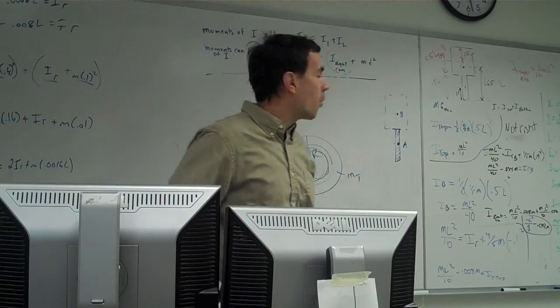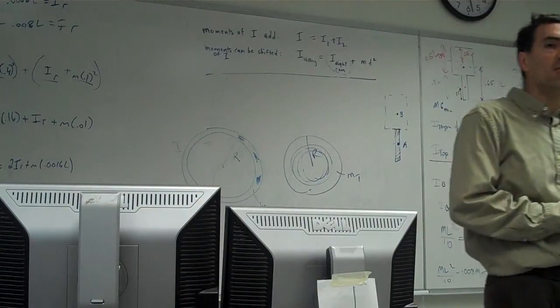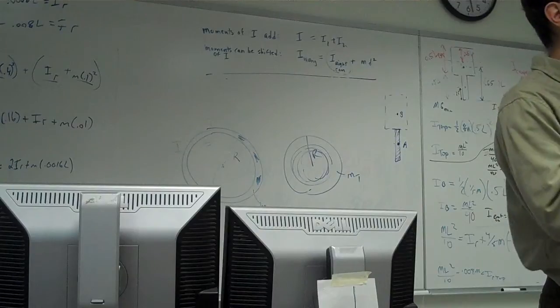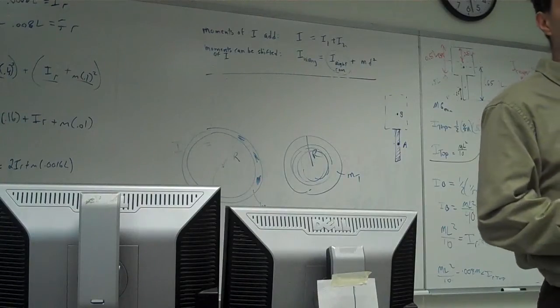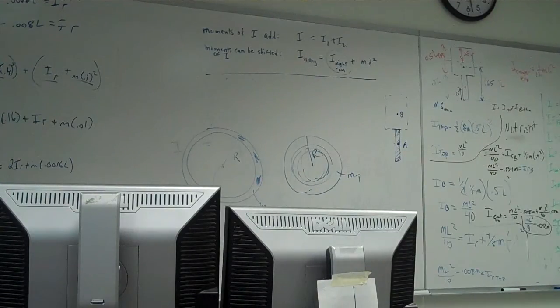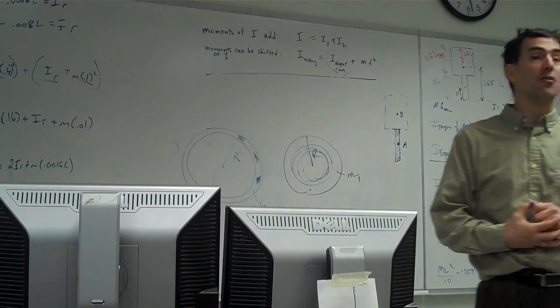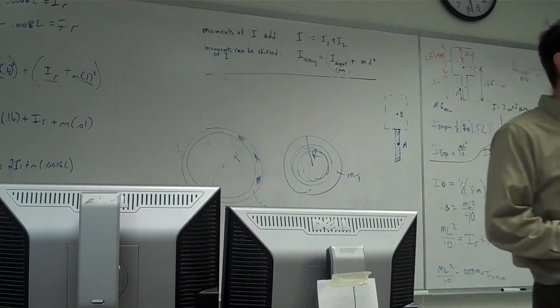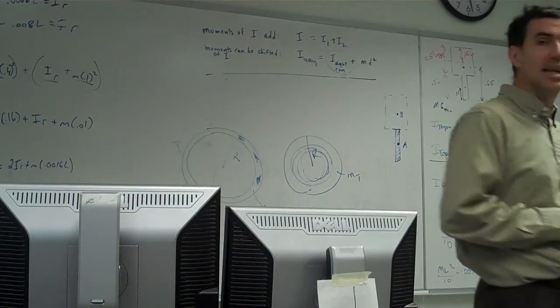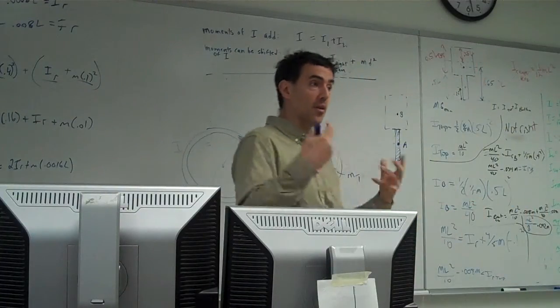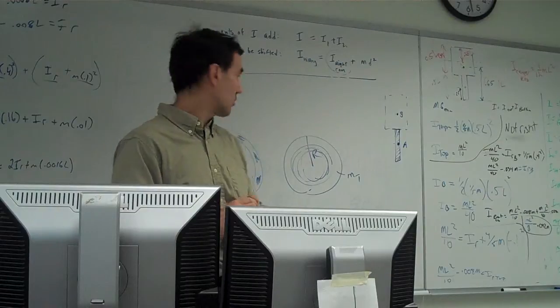I noticed one group at one point had gotten a negative number for their moment of inertia. You can't get a negative value for moment of inertia. You can only do that if you had a negative mass, which we won't have in any of our applications, nor will you ever encounter in life. So if you get a negative number, you know something's wrong.